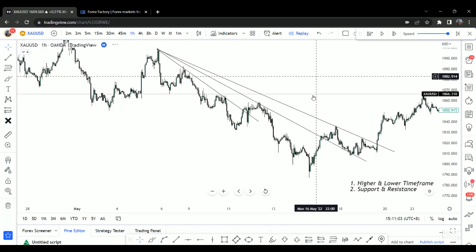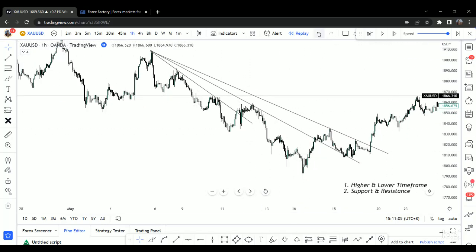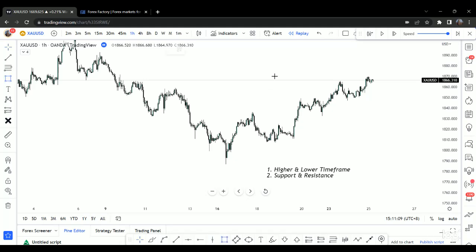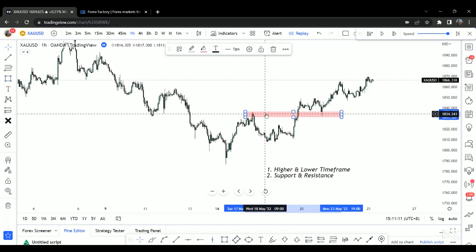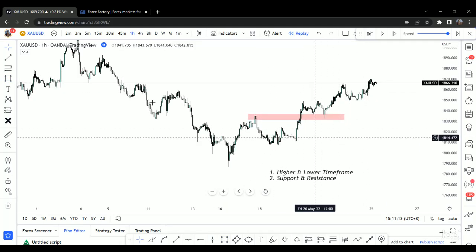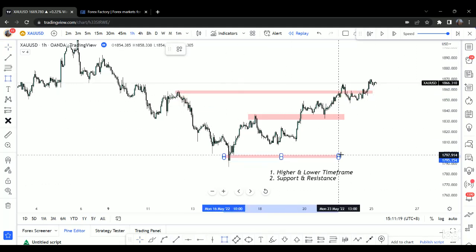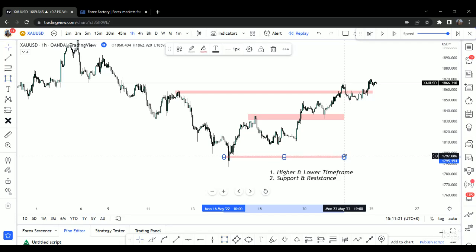But horizontal support and resistance are pretty much identical. Everyone will look at this and say this is a resistance. Obvious, right? Everyone will look at this and say this is another resistance. Everyone will look at this and say this is our lower lows. This is our all-time low.